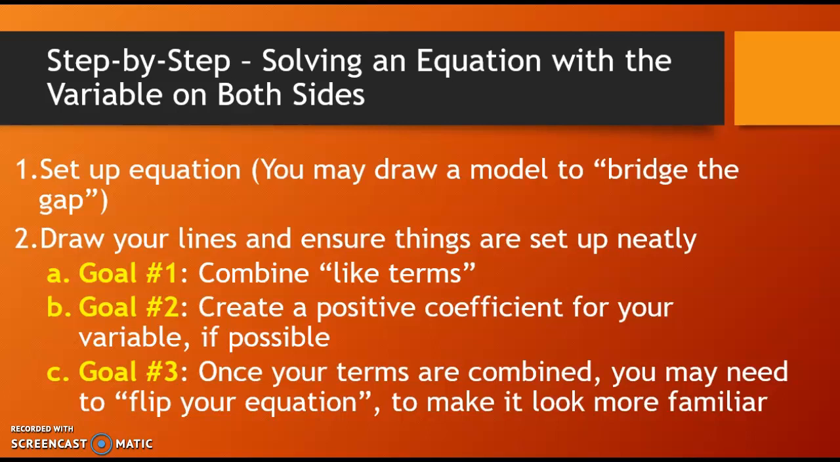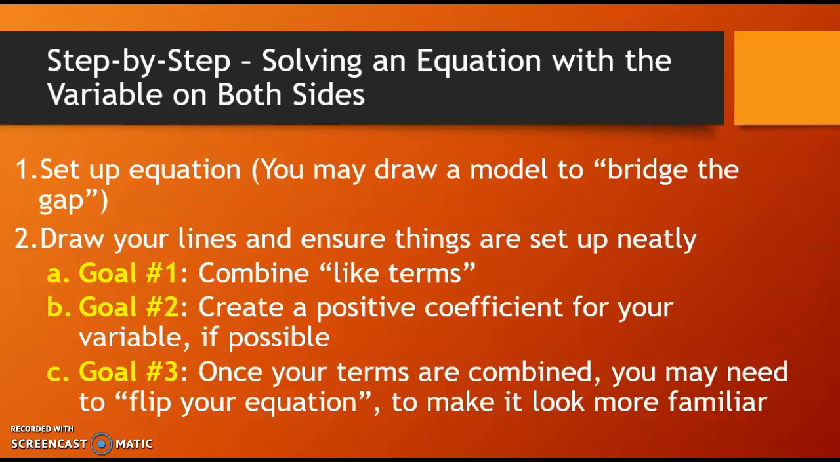Goal number 2 is to create a positive coefficient for your variable, if possible. And I'll show you exactly what that means in just a moment. So when I'm moving my variables around, I want to make sure that I try to create a positive coefficient so that I'm not dealing with a bunch of negatives. I would still get the exact same answer, but it's just a pain to deal with, so it's better if we combine them where the coefficient is positive. Once your terms are actually combined, you may need to flip your equation so it can look more familiar to you, and I'll show you what that looks like as well in just a bit, just in case that is going to be a preference of yours.